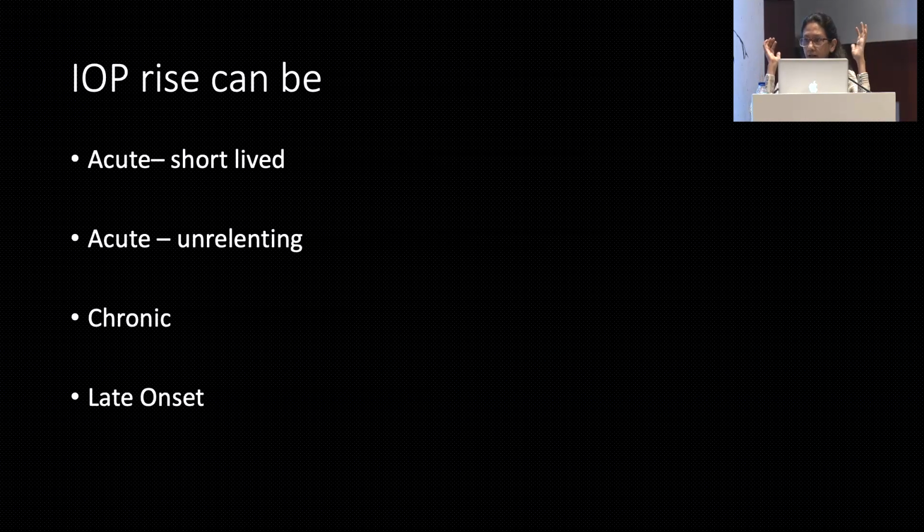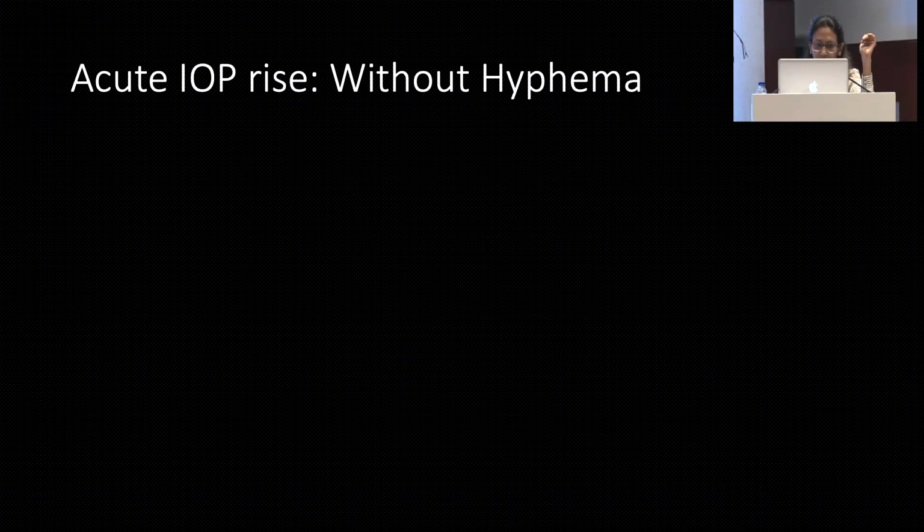So the IOP rise in any case of traumatic glaucoma can be acute, which is short-lived, acute unrelenting, where pressures don't go beyond 50 no matter what you do, chronic, where the acute phase goes into a chronic phase but maybe at a lower IOP, and a late onset glaucoma. So you can divide it into these 4 categories. And the acute rise I have divided into 2, with hyphema and without hyphema.